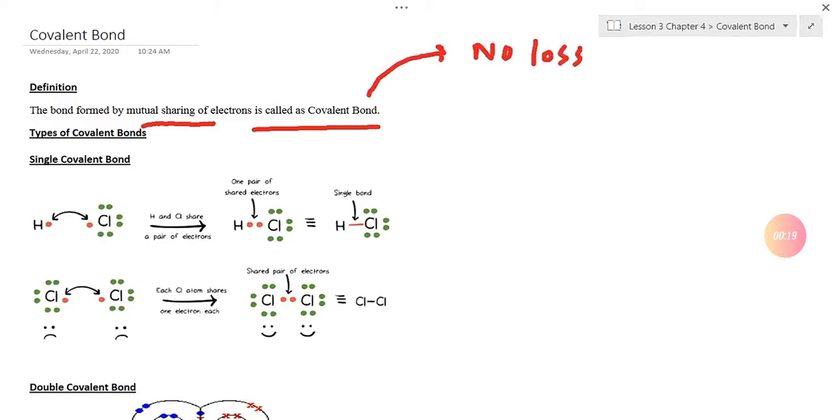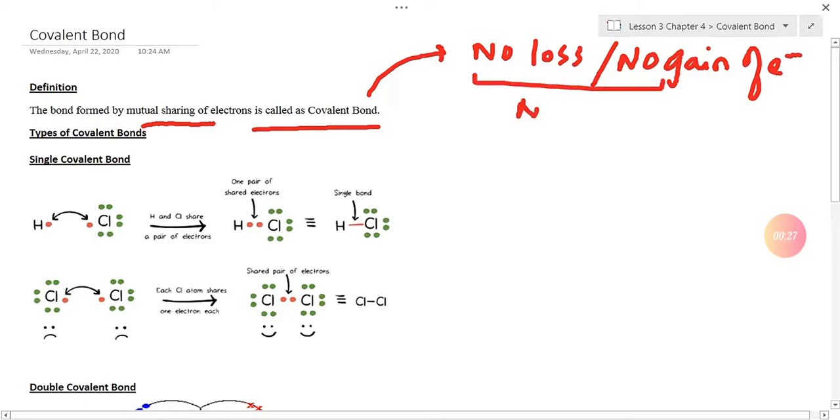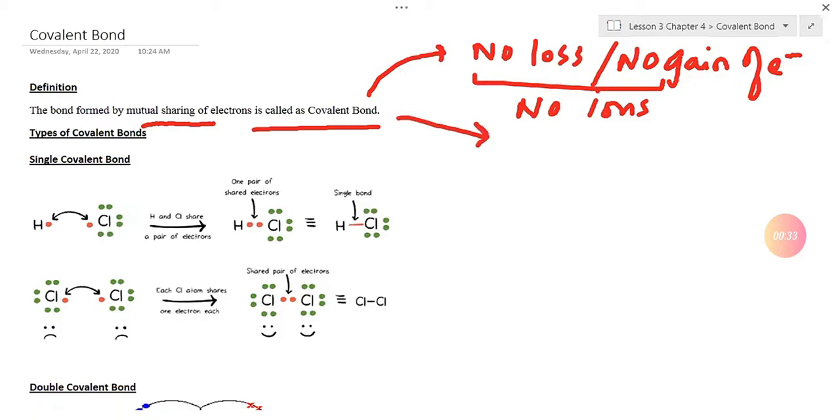In this covalent bond, there is no loss and no gain of electrons involved. And if there is no loss and no gain of electrons involved, it means there is no formation of ions taking place. So we will not draw any ions in this case. We'll just draw the last shell, showing the mutual sharing of electrons between the atoms.